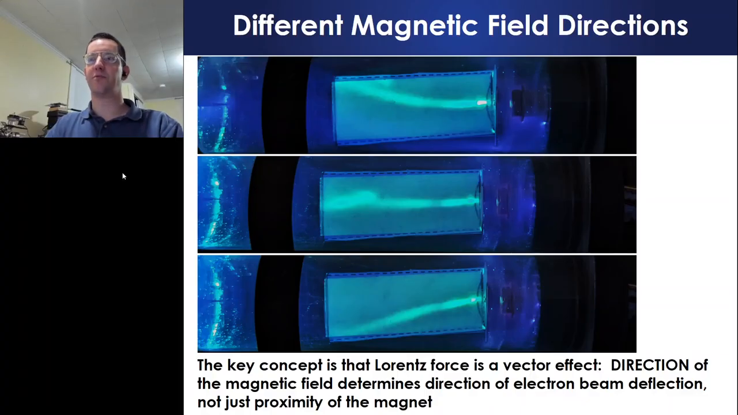Pictures of the Crookes tube in three different scenarios are shown below. In the top and bottom image, the magnetic field is in opposing directions. In the middle image, the Crookes tube is not subjected to a magnetic field. The key concept is that the Lorentz force is a vector effect. Direction of the magnetic field determines direction of the electron beam deflection, not just proximity of the magnet.